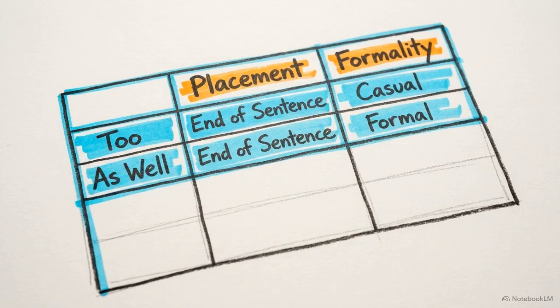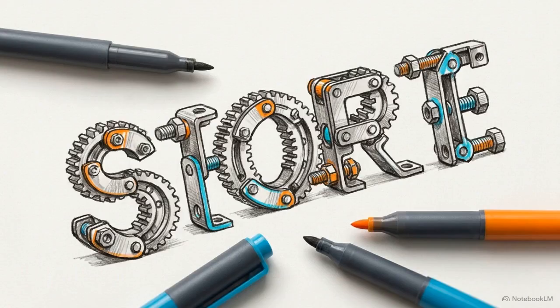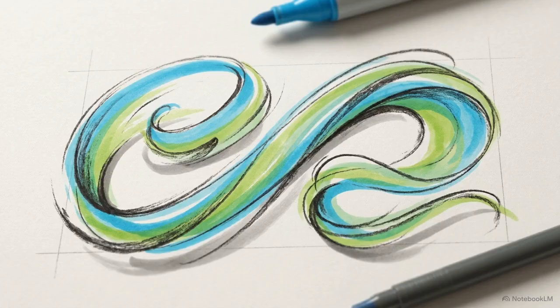This matrix table categorizes our complete taxonomy. Too and as well sit at the end of the sentence, dictated by tone. Also forces you to anticipate the verb or adjective. And as well as sits in the middle, bridging multiple objects into a single flow. Mastering these precise spatial rules pulls you out of a mechanical understanding of vocabulary and allows you to communicate with the fluid sentence structures of a native speaker.